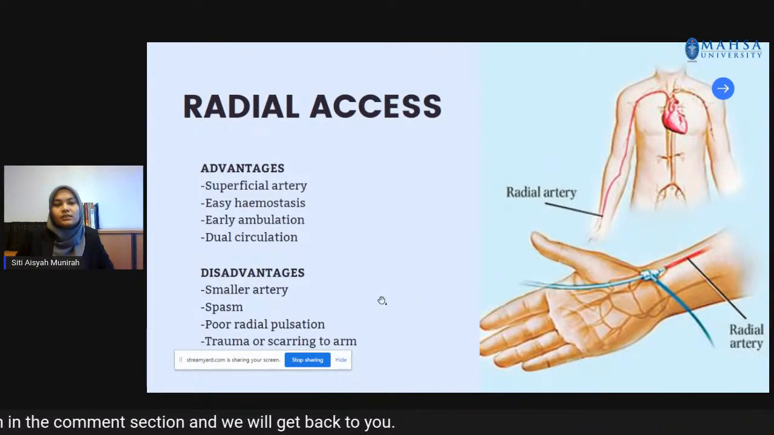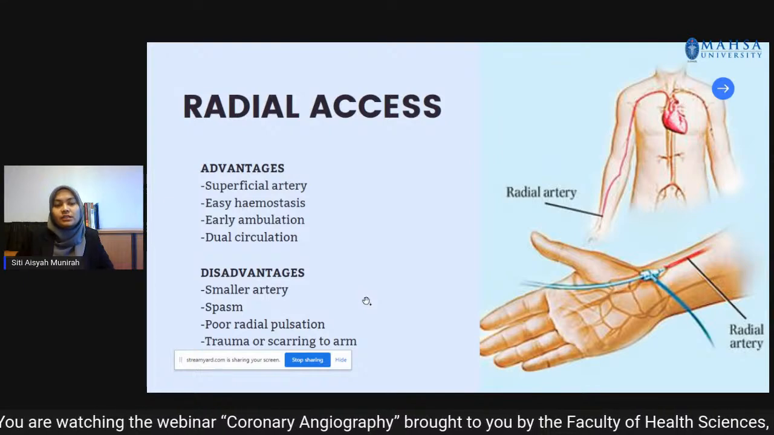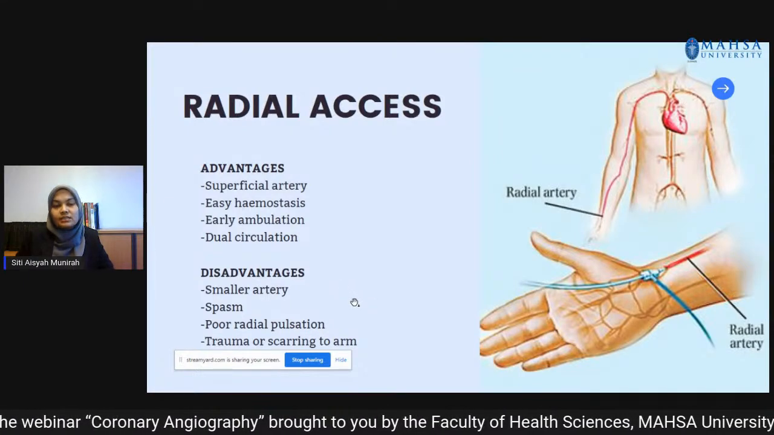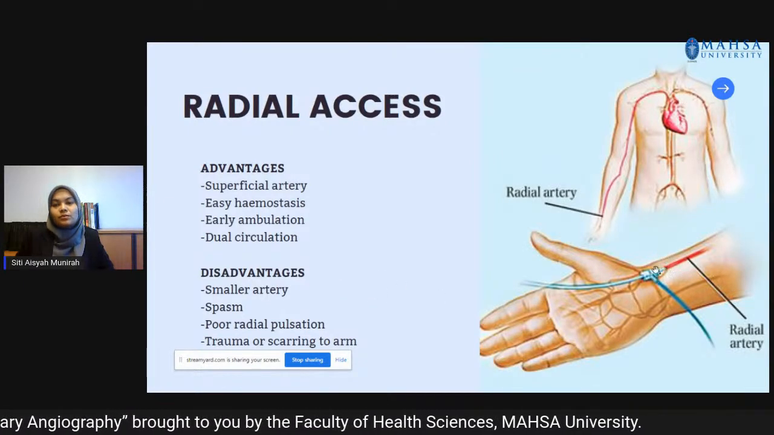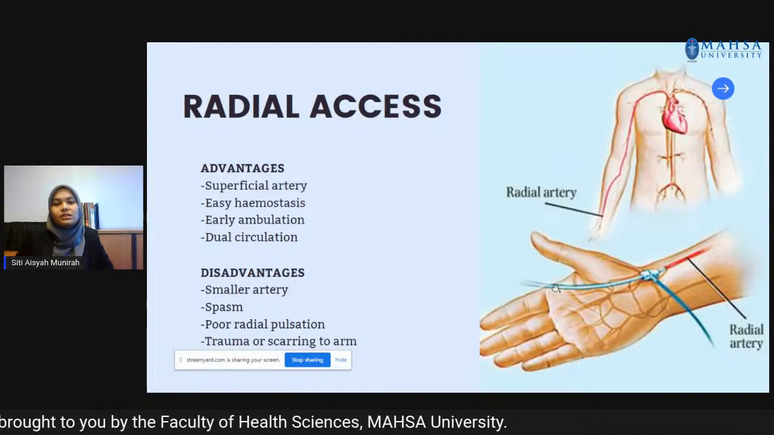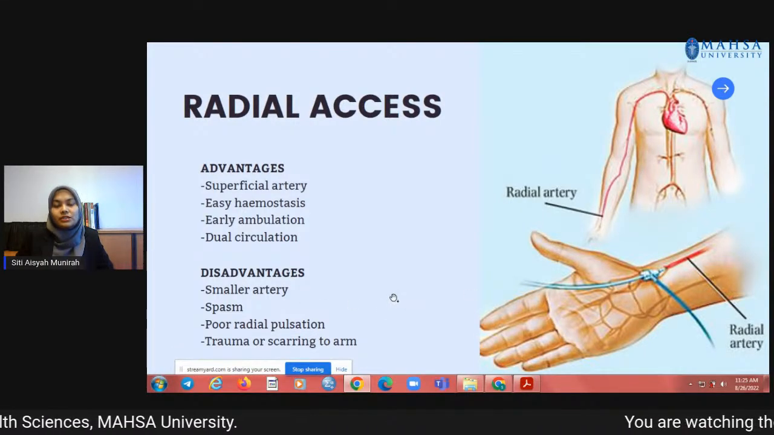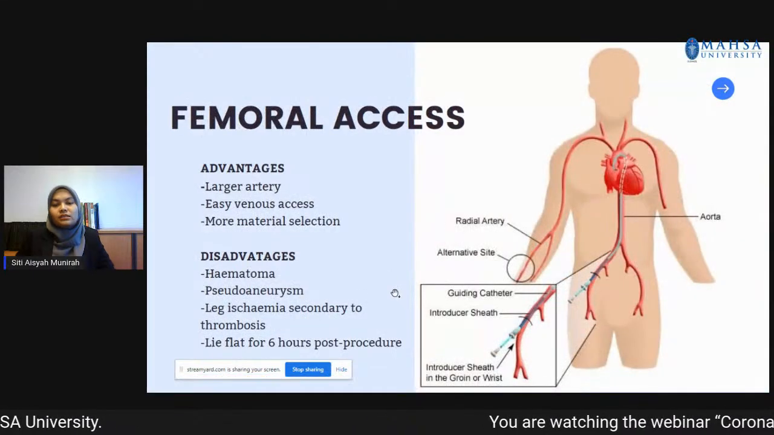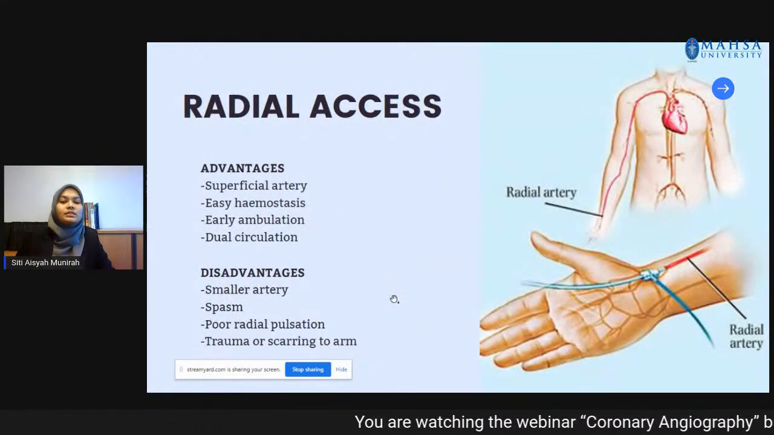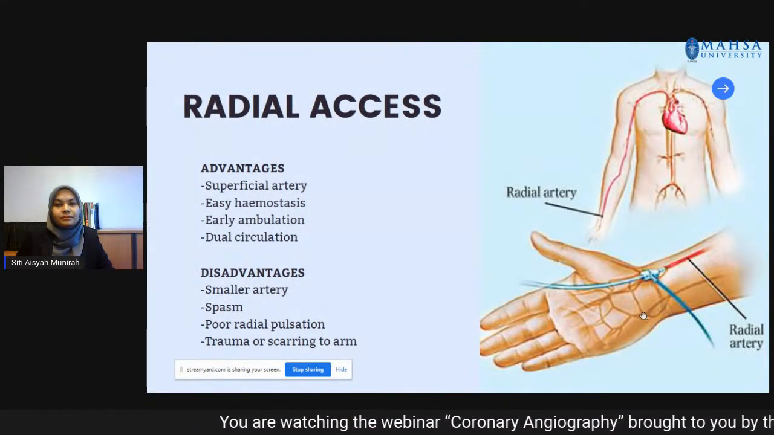However, there are a few disadvantages for the radial access. First is the small artery. Because of the small artery here, it easily causes spasm and also poor radial coagulation. And it also causes trauma and swelling to the arm here.